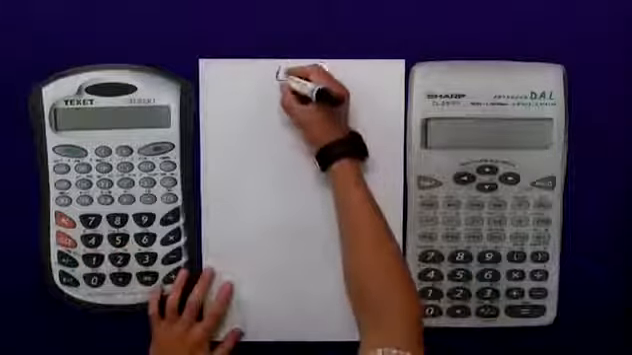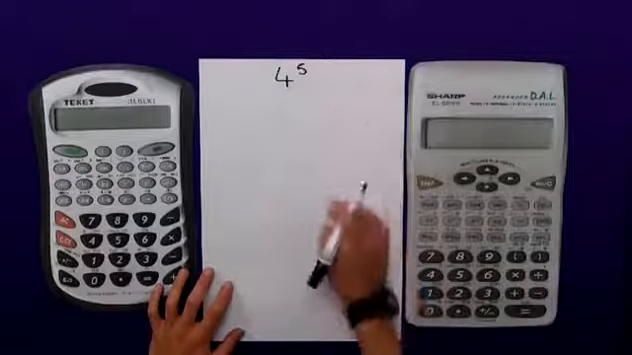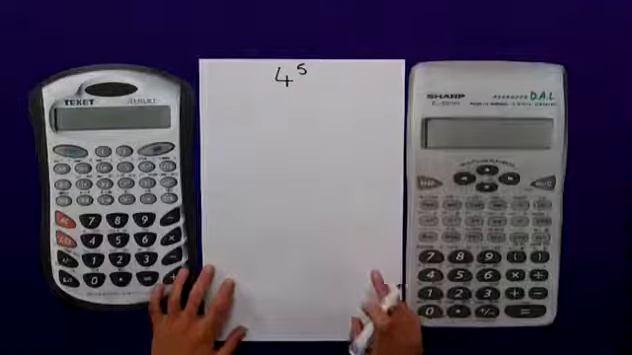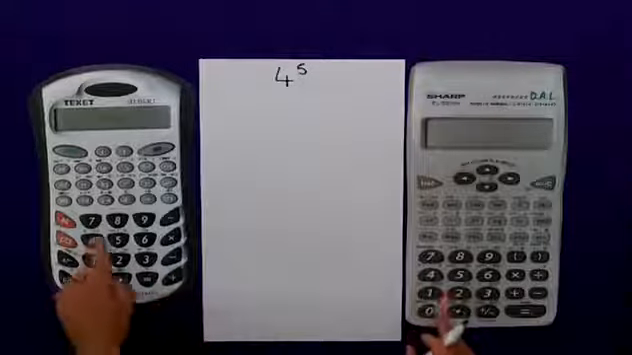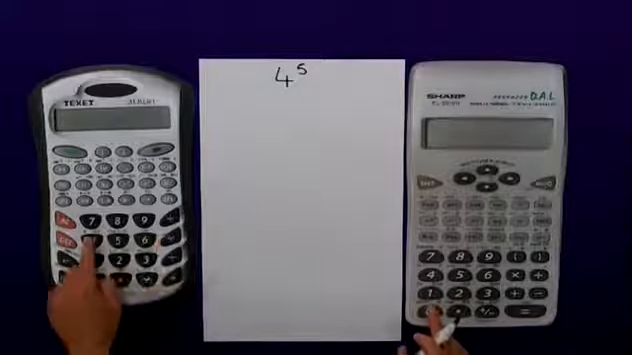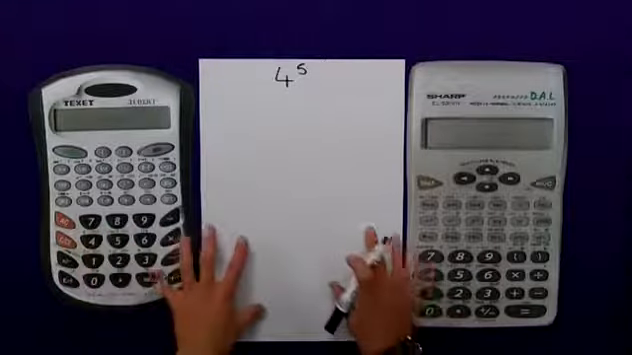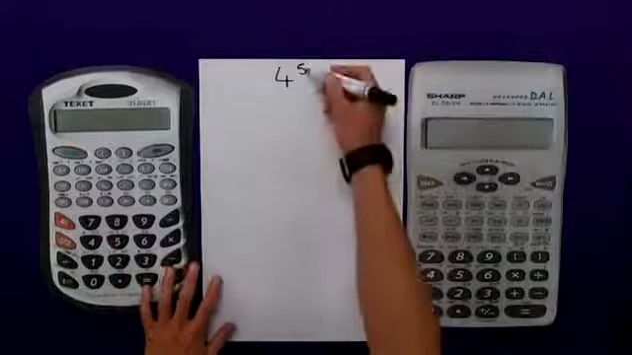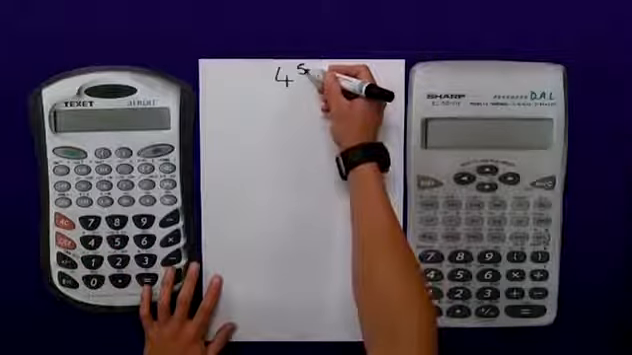I'd like us to consider 4 to the power of 5. That's to say, 4 multiplied by itself 5 times. Now I could simply type in 4 times 4 times 4 and so on until I get my answer. Now the problem with that is I could lose count of how many times I've done that. Certainly with larger indices, that is a real possibility.